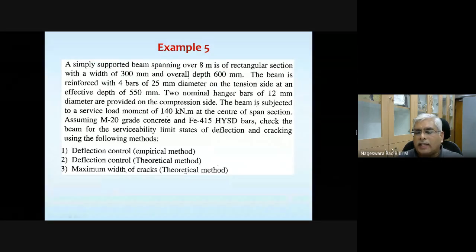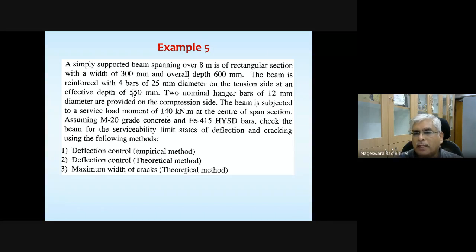So whatever small a is there from the description that is given here, let's make out whatever quantities that we require. Small a is the distance from the extreme fiber in compression to the point where we are interested to calculate the crack width. Crack width we want to calculate on the bottom surface, so that's going to be same as this overall depth d. And small d is 550 mm.